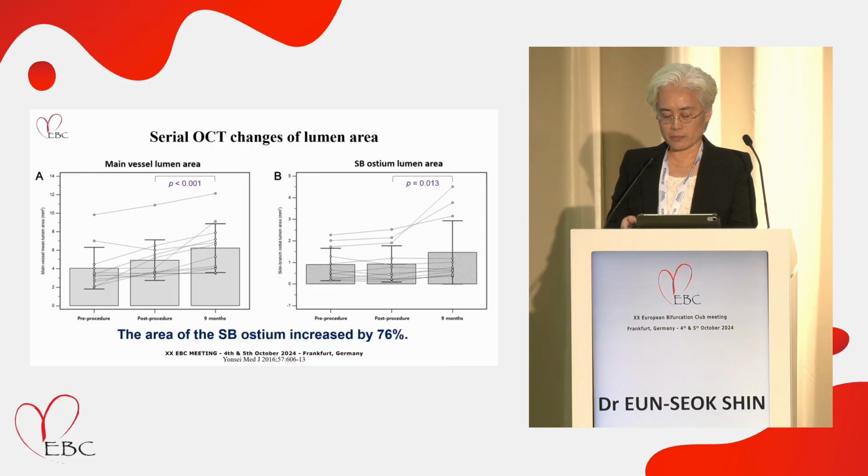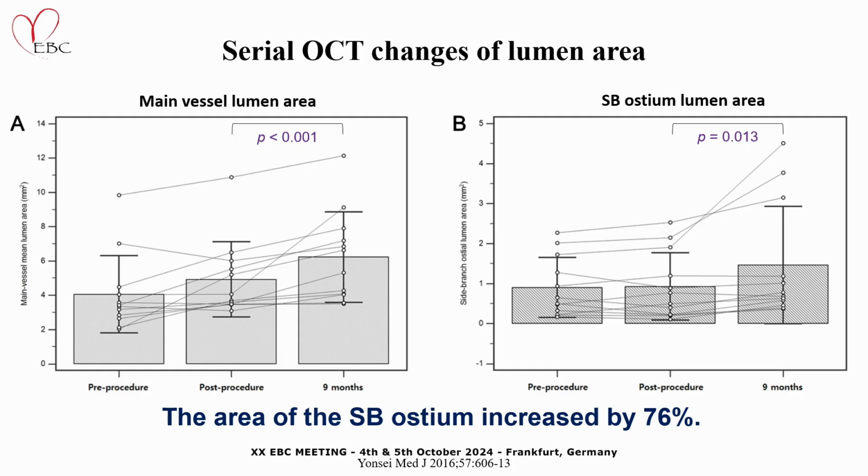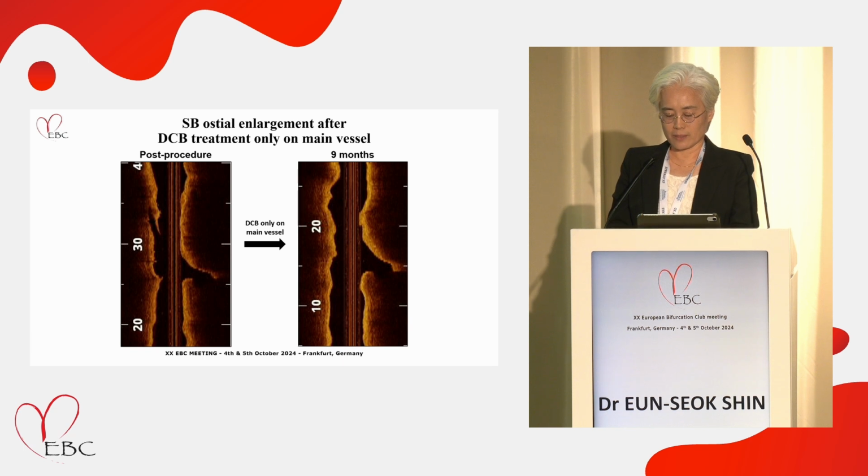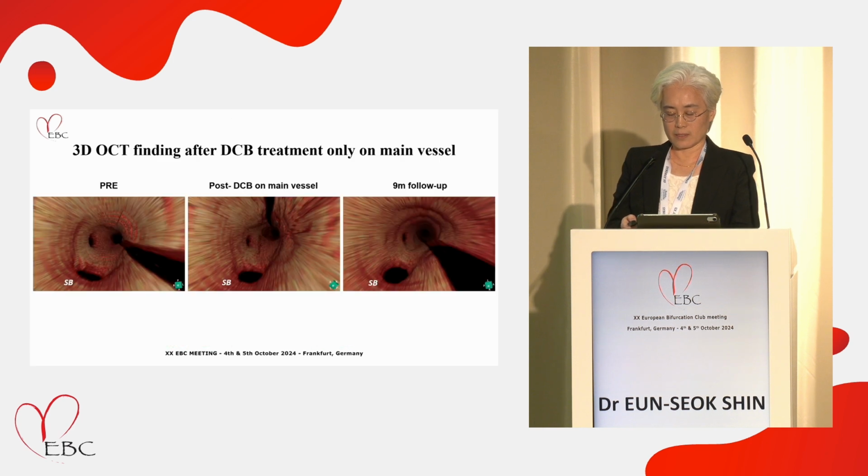To confirm this phenomenon, we measured the side branch ostium area in bifurcation lesions using OCT. All lesions increased with DCB used exclusively for the main vessel. Lumen area of the main vessel generally increased, and the side branch ostium area also significantly increased, expanding by 76%. At follow-up in this case, the dissection flap in the main vessel completely healed, and the side branch ostium enlarged. This can also be verified in 3D reconstructed images.